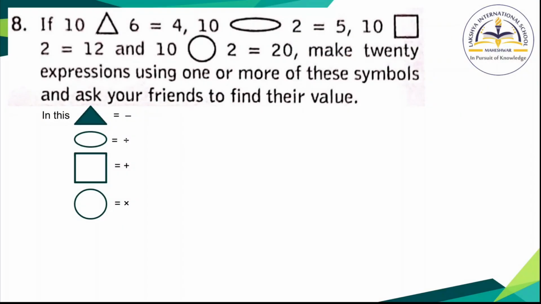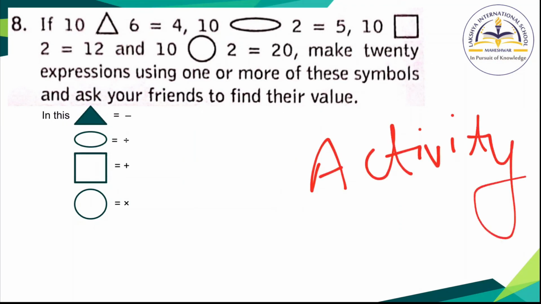he would cross it. Now question number 8: if tan triangle 6 equals 4 and tan oval 2 equals 5, tan box 2 equals 12 and tan circle 2 equals 20, make 20 expressions in one or more symbols and ask your friends to find their value. This is the activity question which you can solve with your friends.